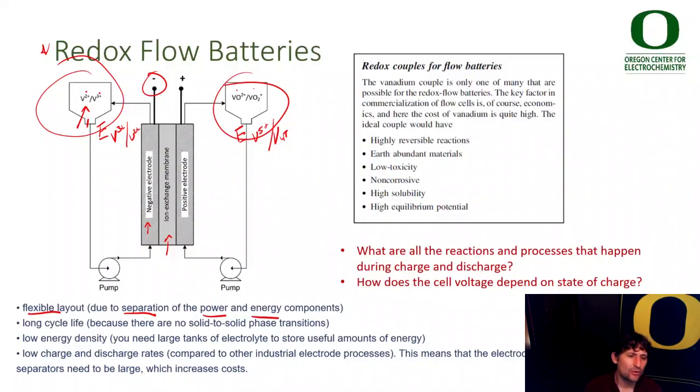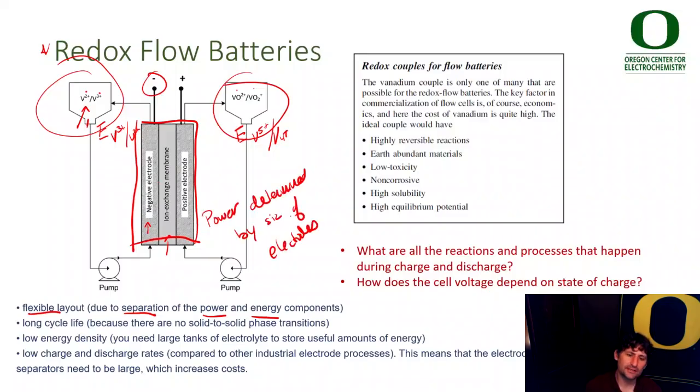What does that mean? Well, the power of the cell, i.e. how fast you can get energy out of the system, is determined solely by the size of your electrodes or your electrode array. So power is determined by the size of the electrodes. The energy, the maximum amount of energy you can store, or the duration, or how long your battery will last, is determined by the size of the tanks. And that's very attractive for long duration energy storage.